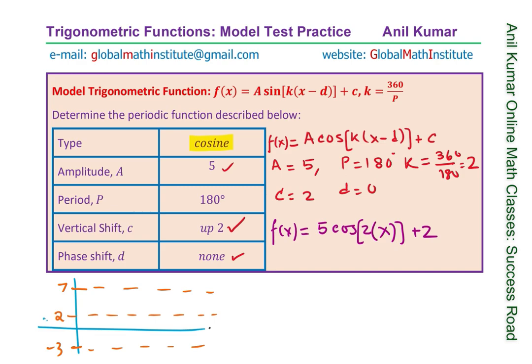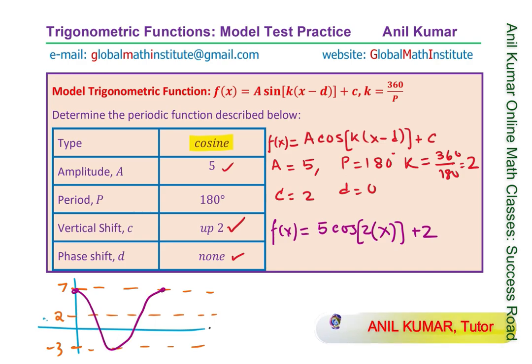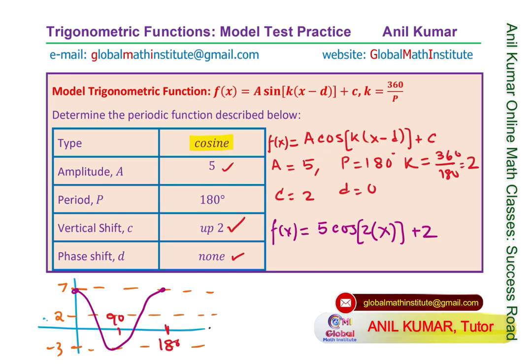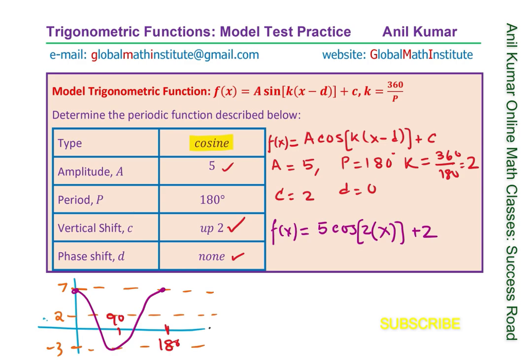And the cosine starts with maximum, right? So the wave will be kind of like this. You see that I've drawn one particular wave whose period is given to us as 180. So it means that this point will end here at 180, right? So this is 90 for us, correct? And I've already given you maximum, minimum, and the axis. Make sense? So that is how you will sketch it.